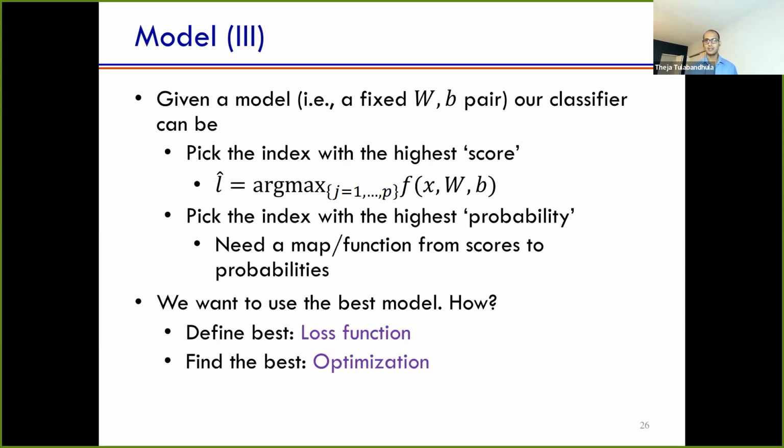Let me repeat. Given a model, which we just mean that we have some fixed parameters, like w comma b have taken specific values, some fixed numbers, and if that f function is our classifier, then our prediction for any new input x will be just this. You pass x as the input. So you have f of x comma w comma b, which is given to you because it's a fixed model. It's already given.